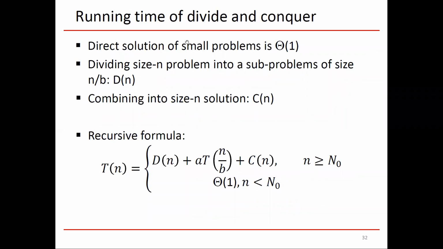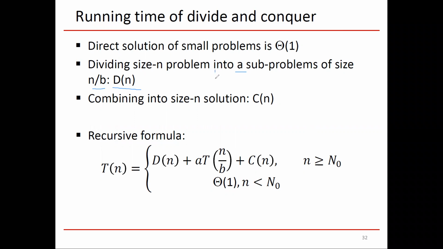So what's the running time? The direct solution of a small problem is theta of 1. Theta of 1 means basically constant. And what's the solution for the general case? Dividing a problem of size n into a subproblems of size n over b takes D of n time. Now recall, a subproblems of size n over b, and you may think, oh, a and b should be identical, but that's not necessarily the case.